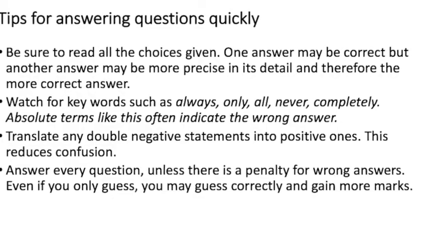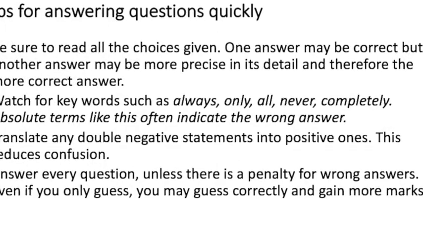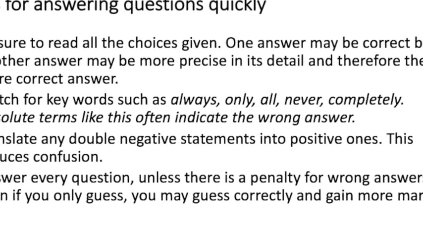And specifically, the precise detail typically comes through one or two keywords. So watch for keywords such as always, only, all, never, completely. Absolute terms like this often indicate incorrect answers. Sometimes you can translate double negative statements into positive ones to make it easier to think around it and reduce confusion. But I don't tend to like questions like that, so it's very doubtful that you'll get one.